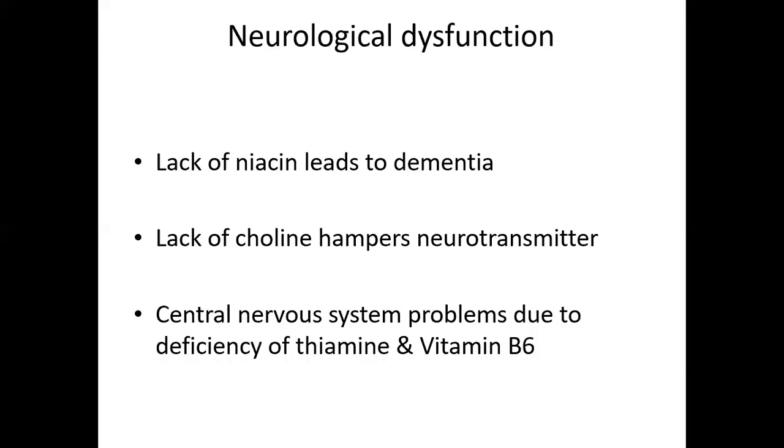Then comes neurological dysfunction. Lack of niacin can lead to dementia or loss of memory. Loss of memory is very common. Neurotransmitters like choline can lead to problems with the nervous system. Central nervous system problems can be due to thiamine deficiency, vitamin B6 deficiency, niacin deficiency, etc. All this can lead to neurological problems.